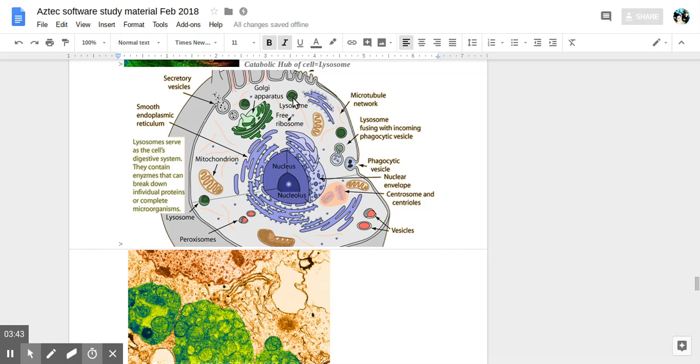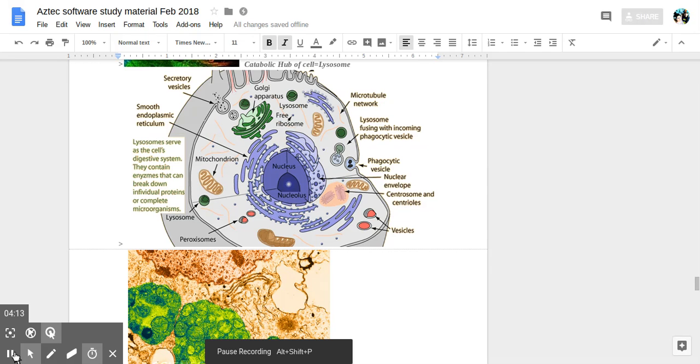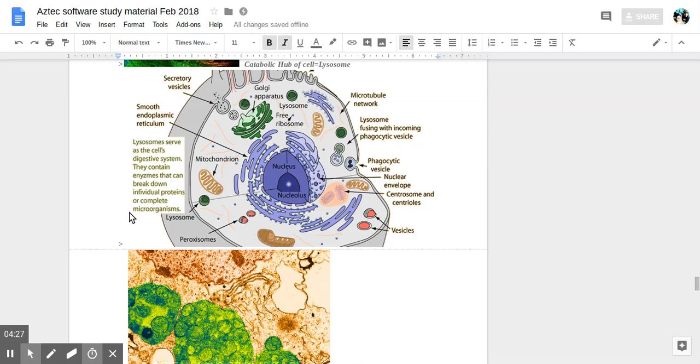And then lysosomes are high pH environment sacs which break down molecules, macromolecules, even organelles, parts of the cell, or even bacteria or anything that's taken up by the cell that needs to be broken down and is not wanted or needed. So the lysosomes are the digestive system of the cell, containing enzymes breaking down proteins or even complete microorganisms. Centrosome and centrioles, part of the cytoskeleton as well, help with cell division and cleaving of cells, one cell into two, etc.